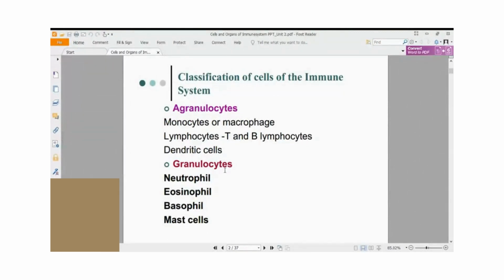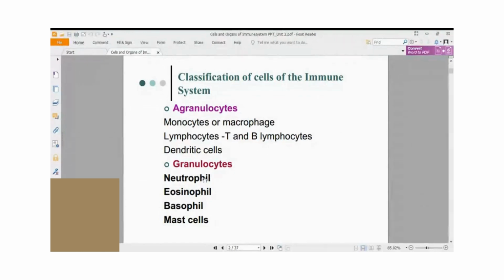Two stains are used here, acidic and basic stain. Both these stains are responsible for staining the granules as well as the cytoplasm and the nucleus. The stain is called Leishman stain, and that stain differentiates the color of the granules as well as the cytoplasm.